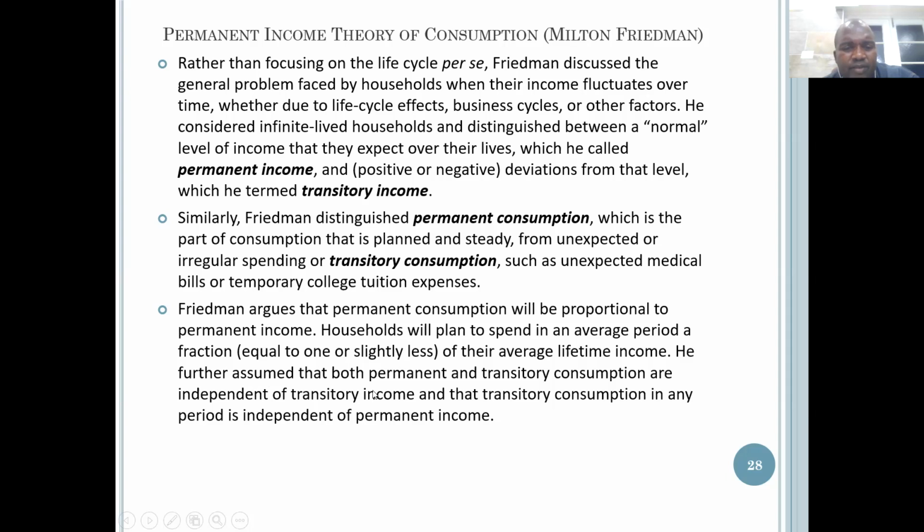He further assumed that both permanent and transitory consumption are independent of transitory income, because transitory income, by its nature, is just irregular. And that transitory consumption in any period is independent of permanent income, because here we're talking about unexpected medical bills or temporary college tuition expenses. So there is no way in which we could have a linear or any other type of definite relationship between transitory consumption and permanent income.